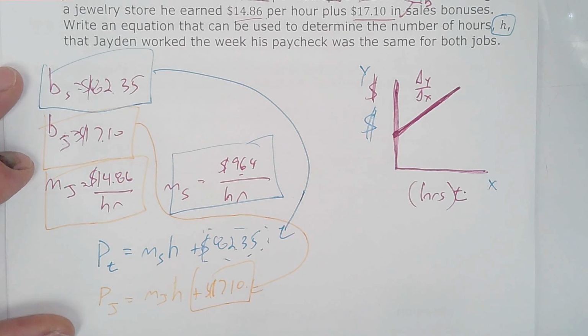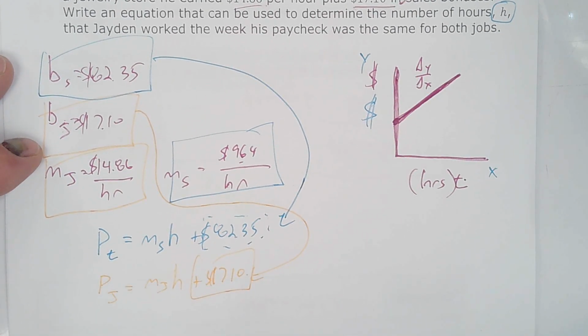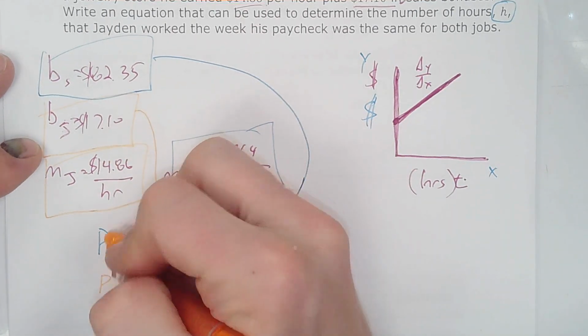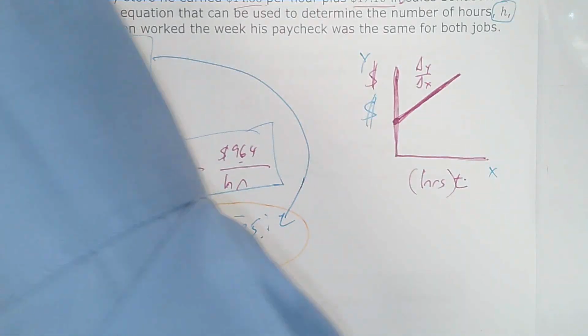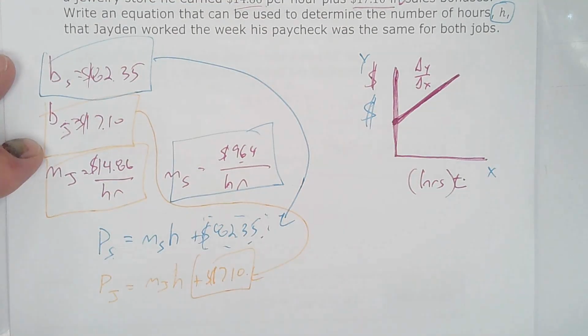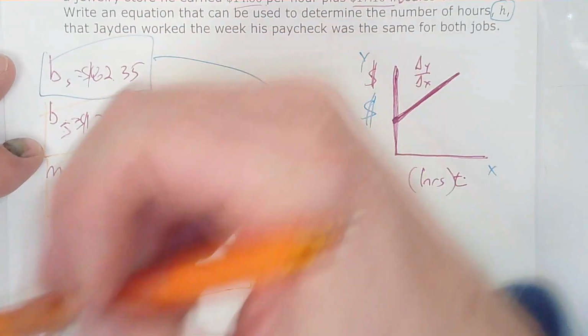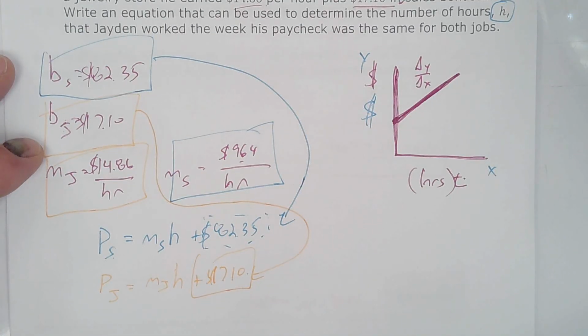Wait, so we got the stuff for the jeweler, but what about the other job? Jeweler, and this is the server. So this should be S, I suppose. Yep. All right. So my pay for my jeweler, pay for my server. Does that answer your question?